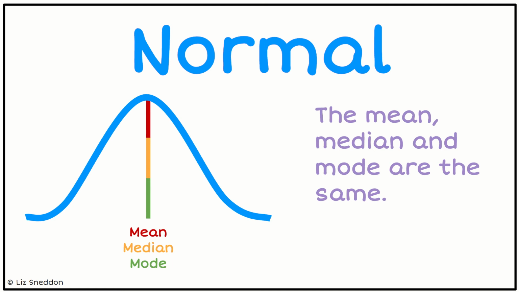If we've got a normally distributed shape, so a lovely bell-shaped curve, it's symmetric, all those good things, we will find that the mean, median and mode are all the same. And so in that case, in terms of the measures, we could use any of them. They're all good ways to measure the centre.